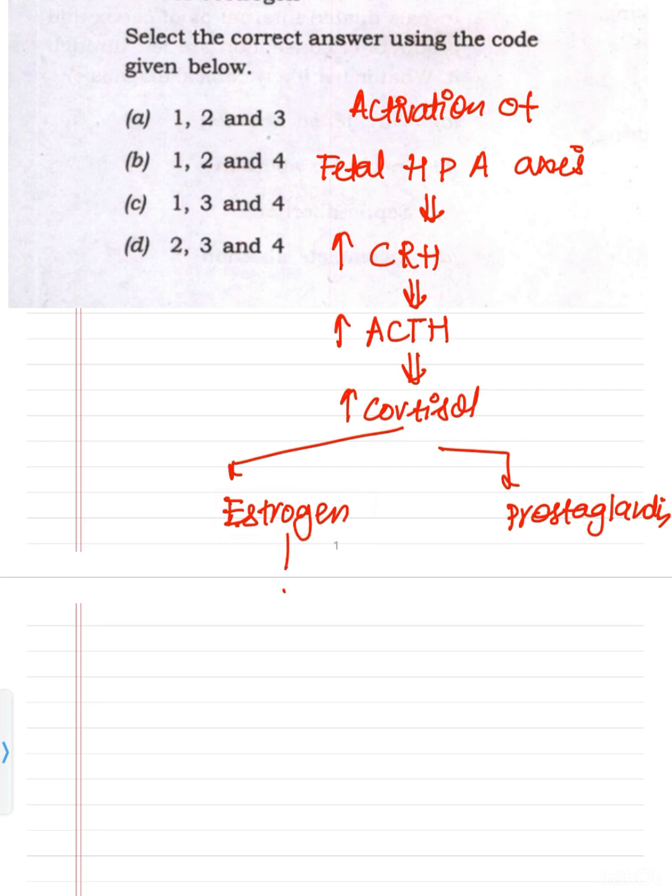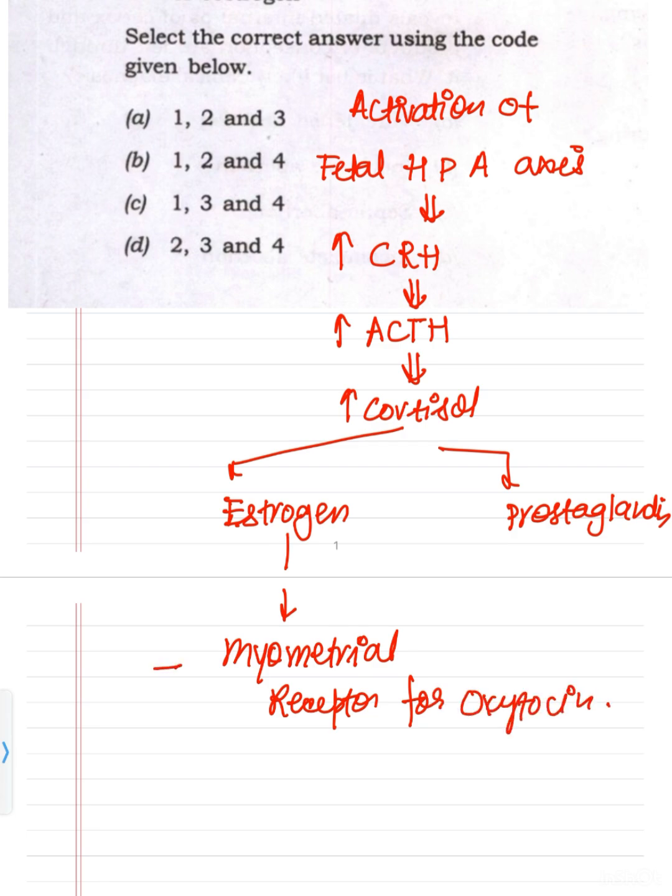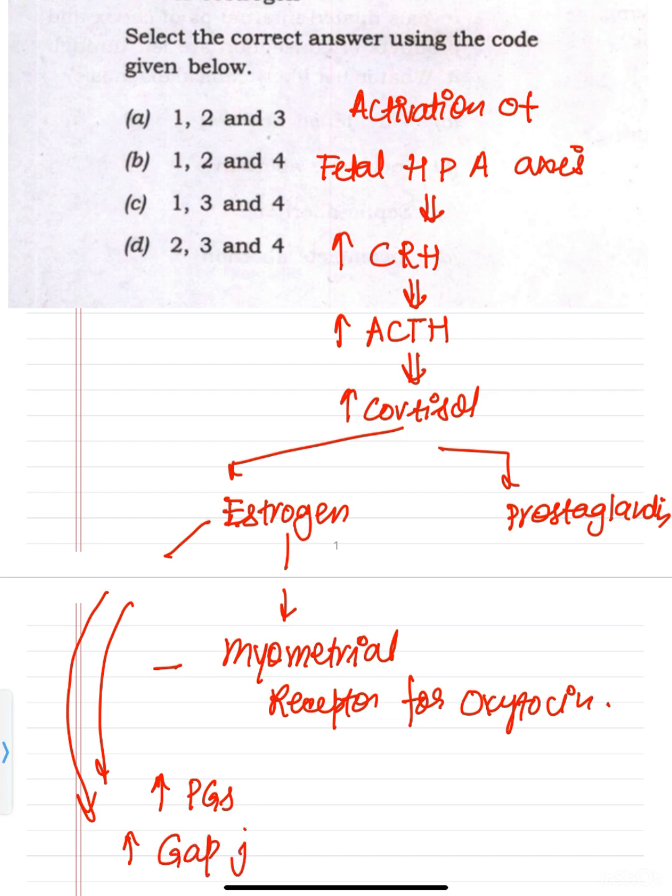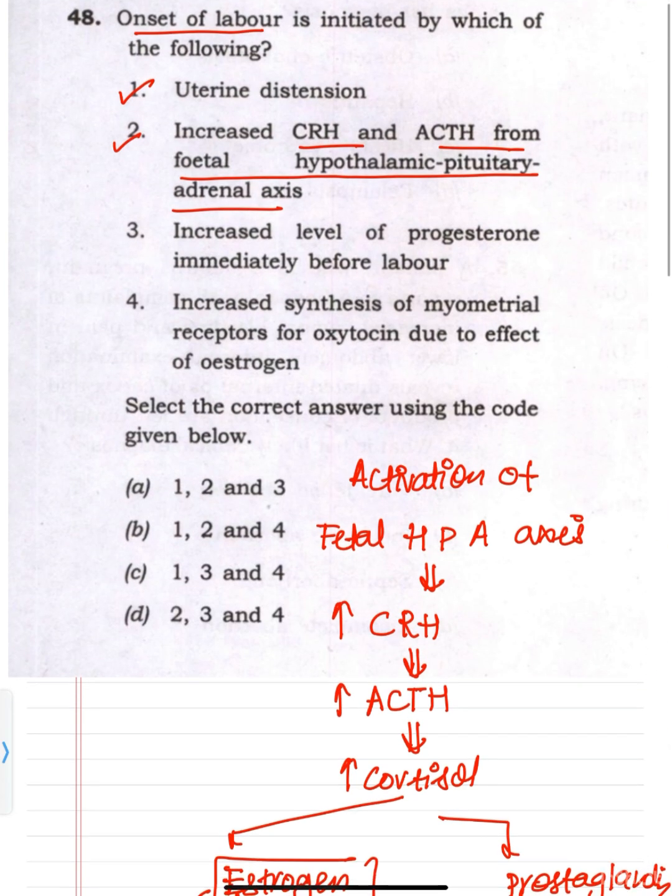And one of the roles of the estrogen is to promote synthesis of myometrial receptor for oxytocin. Number one. Number two, estrogen itself increases prostaglandins, and estrogen leads to increase in gap junctions in myometrial cells. So gap junctions are important for the contractions. So the second option is correct, and also we have seen that the fourth option, the increased synthesis of myometrial receptor for oxytocin due to the effect of estrogen, is discussed. So fourth is also correct.